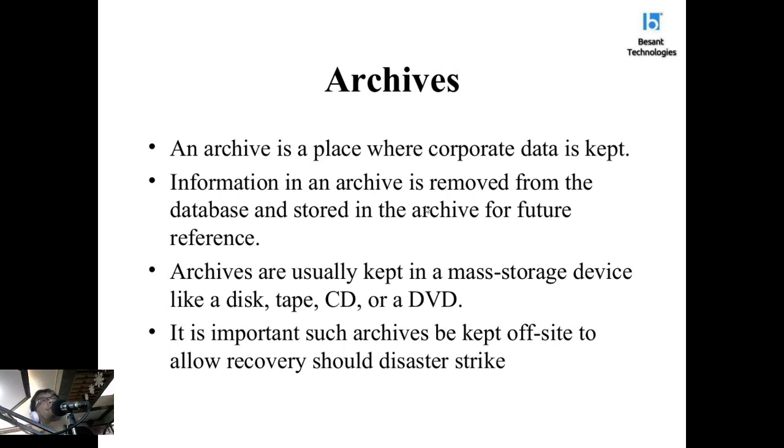So archives. An archive is a place where corporate data is kept. Information in an archive is removed from the database and stored in the archive for future reference. Archives are usually kept in a mass storage device like a disk, tape, CD, or a DVD, or maybe other media. It is important that such archives be kept off-site to allow recovery should disaster strike. So it is off-site. So it is not within the company. Maybe some actually keep their archives inside a bank.